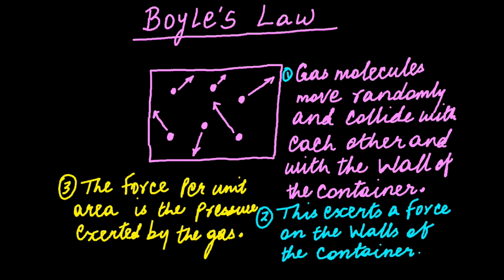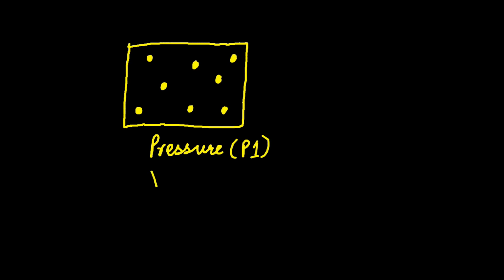Why do gases exert pressure? Boyle was a scientist who studied the relationship between change in volume and pressure of a gas. Now look here, suppose this is a gas in a container and let's say there are 1, 2, 3, 4, 5, 6, 7, 8 molecules of the gas. Is this gas going to exert some pressure? Because the molecules are going to collide with the walls, they're going to exert some pressure. We call this pressure P1, when the gas is in this container, and the volume is called V1. We'll see what this means, okay?